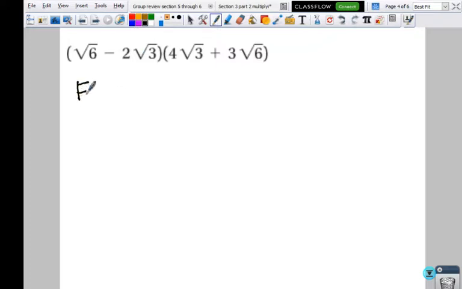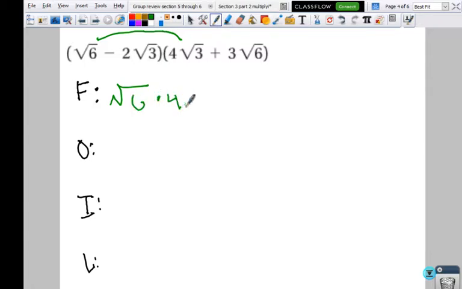I'm multiplying together for the firsts. Square root of 6 times 4. Alright, so for the first in this problem, I gotta do square root 6 times 4 square root 3.